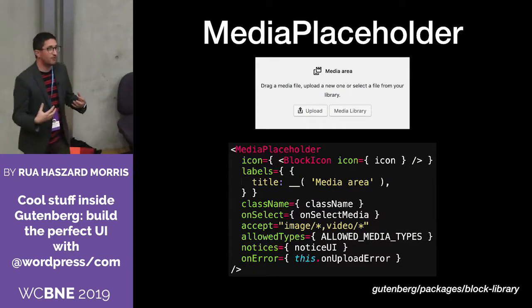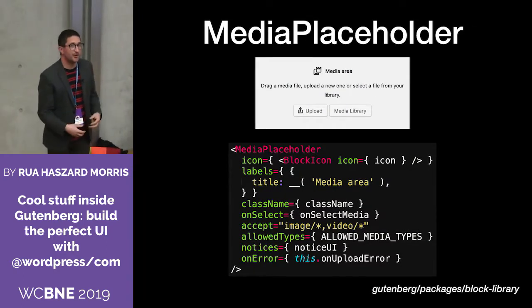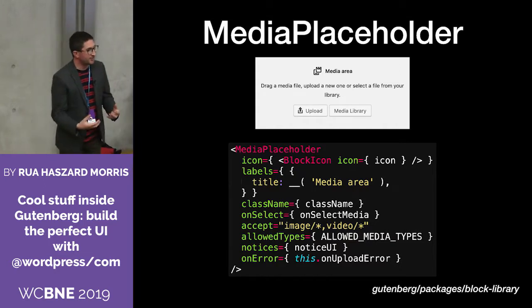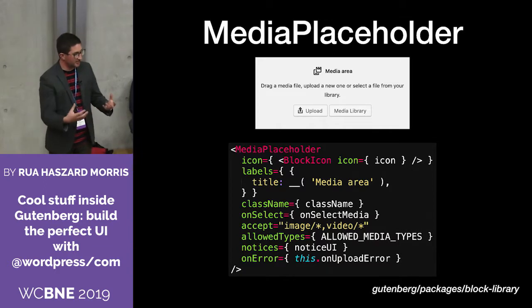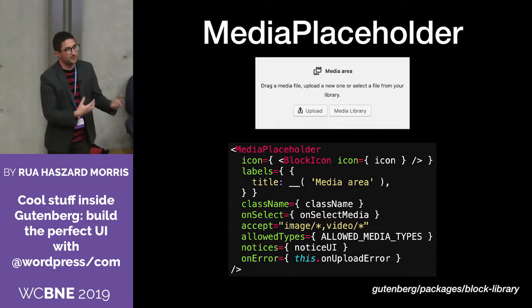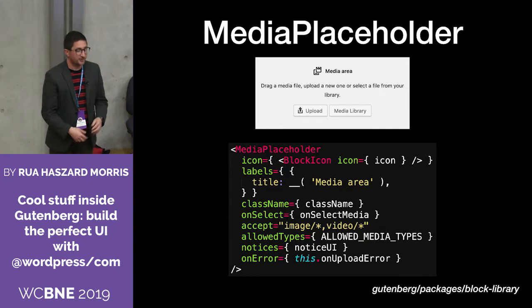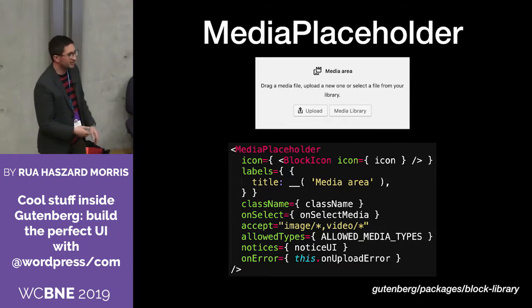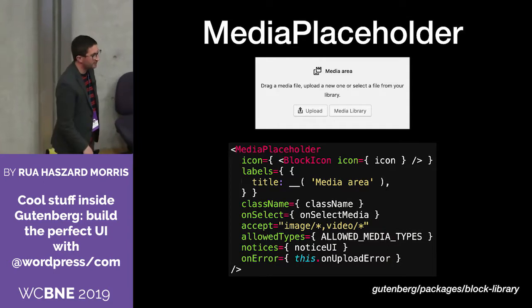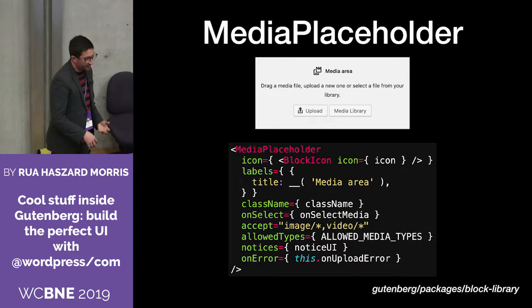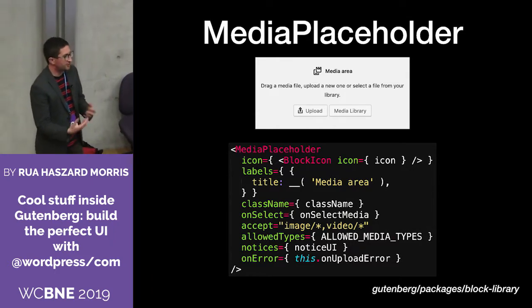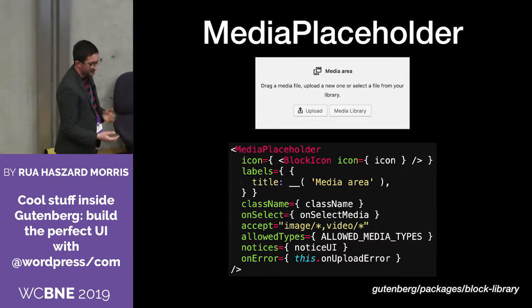And here's a much more rich, detailed component. This is a media placeholder, and this is what you present to an author when you've got a block that needs a piece of media, and it's flexible. It can be used in different blocks in different ways. This example here is from the media and text block, which is reasonably new. It wasn't in 5.0, I don't think. It was soon after. It's got guidance for the author about what to do next, and you pass that in as a property.